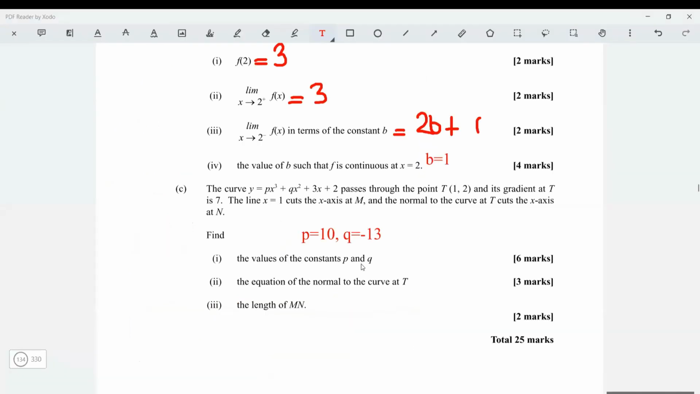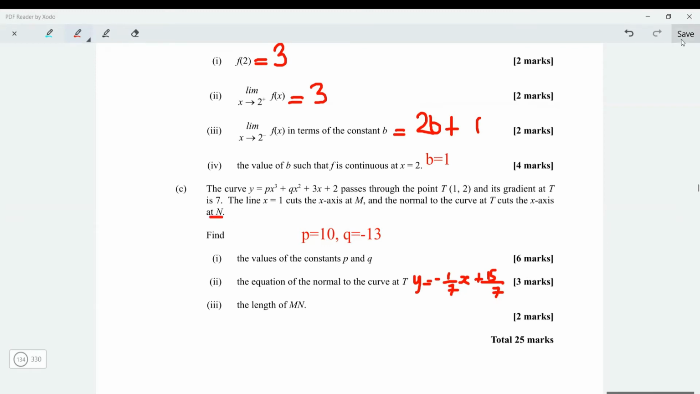All right, so that is the normal right here. The normal is y is equal to negative 1 over 7 x plus 15 over 7. Now, Marika, here's the last part of question 5. It tells us that the normal to the curve at t cuts the x-axis at N.